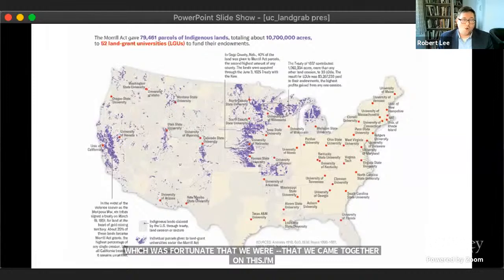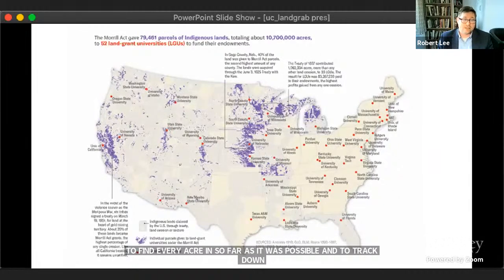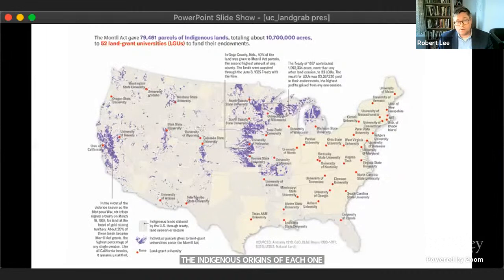Now, the project's goal was to unspool the Morrill Act, not just to identify the parcels that benefit a single university or were located within a single state or county, but to locate them all, to find every acre insofar as it was possible, and to track down the indigenous origins of each one of those parcels to gain a sense of the enormity of the wealth transfer that the Morrill Act entailed.